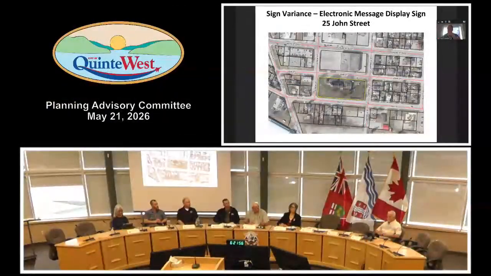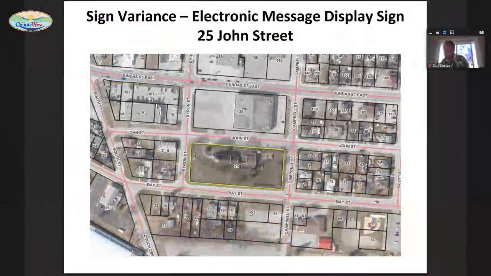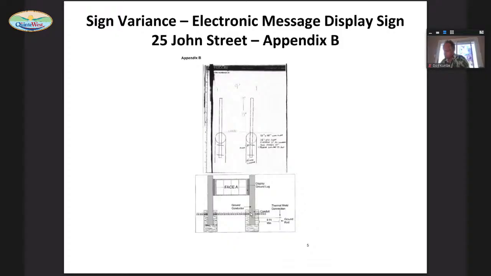Mr. Lappin, I guess you're filling in for your compatriot for this evening, Mr. Sikama, so I'll let you do the staff presentation, please. Thank you, Mr. Chair, and through to the committee. As indicated, this is a sign variance request for St. George's Church at 25 John Street. Their proposal is to install a 13-foot-high pylon sign with an electronic message display face, which would be approximately 4 feet by 7.5 feet. You can see the location on Appendix A up on the screen there.